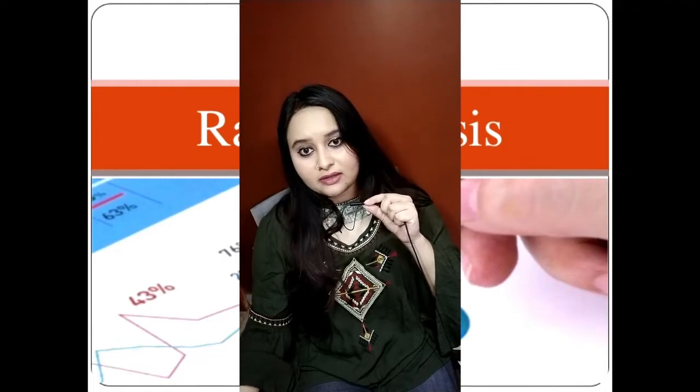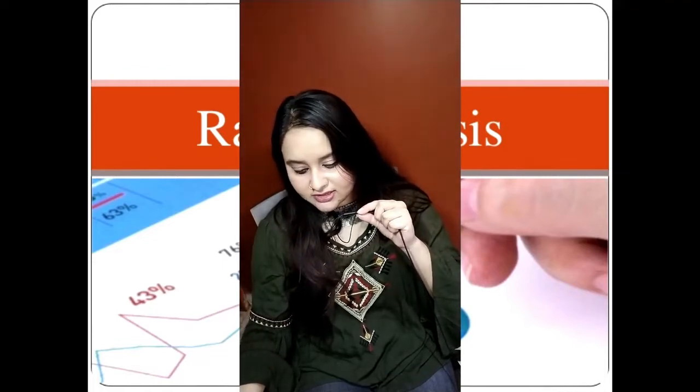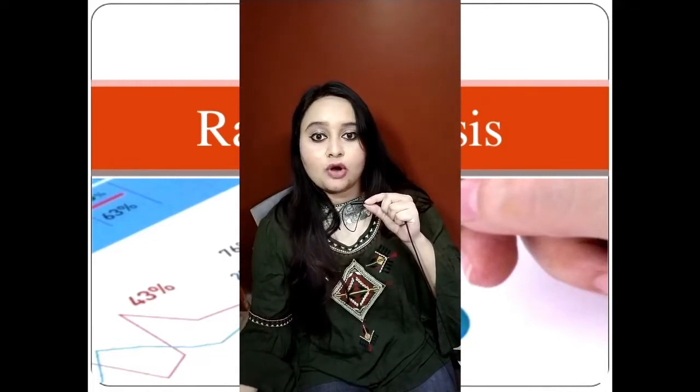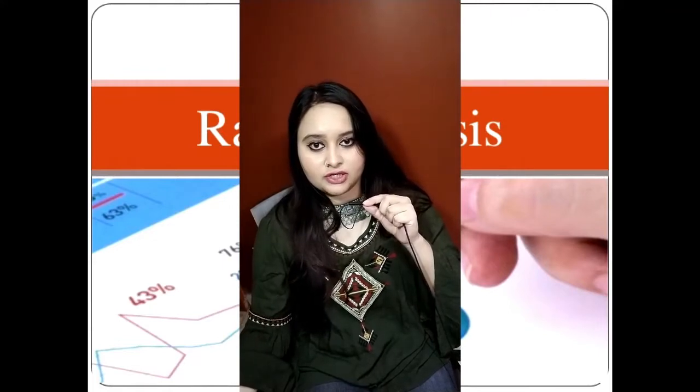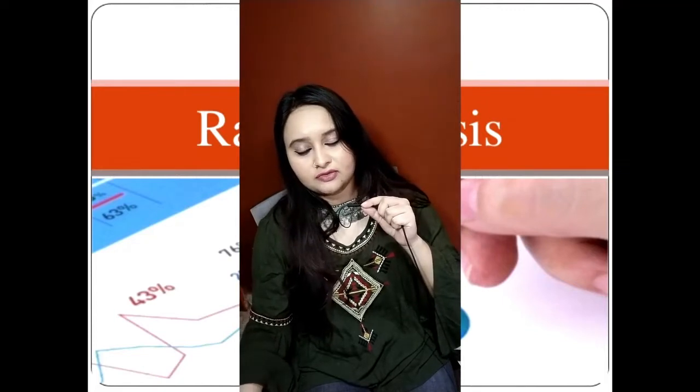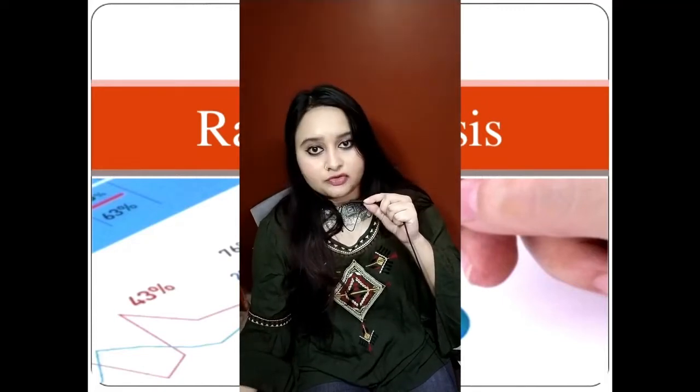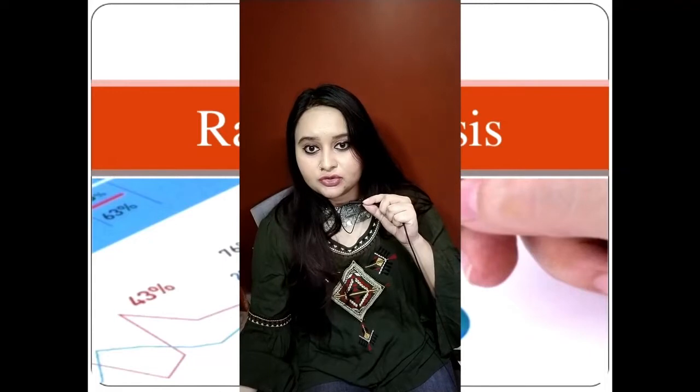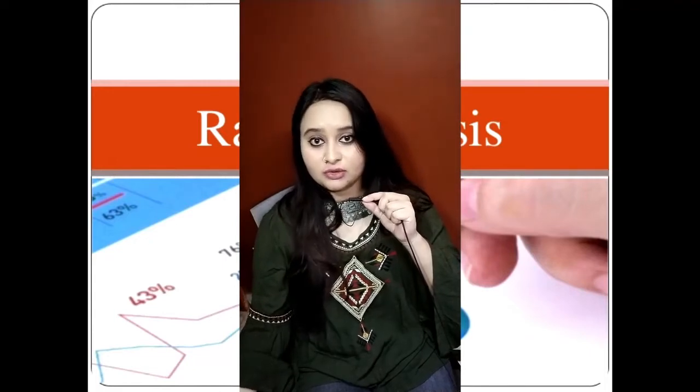And apart from that, I would also like to discuss what the basic objectives of ratio analysis are. See, there are different types of ratios which are given to you. Usually, the profitability ratios, the turnover ratios, the solvency ratios, the liquidity ratios.